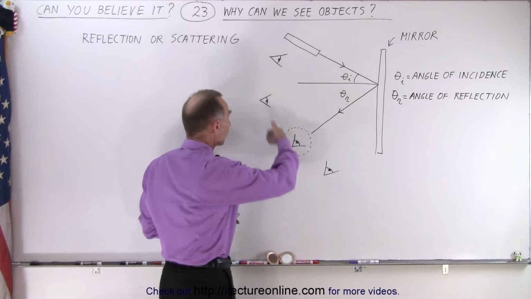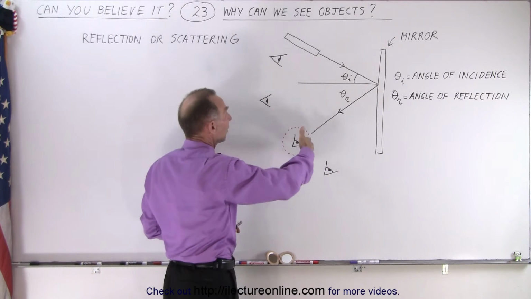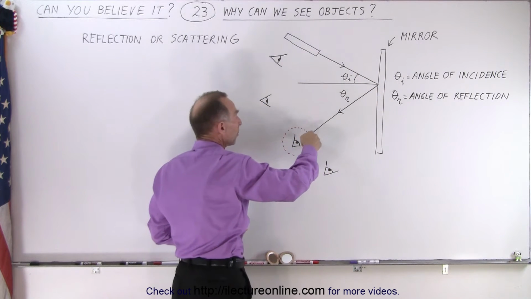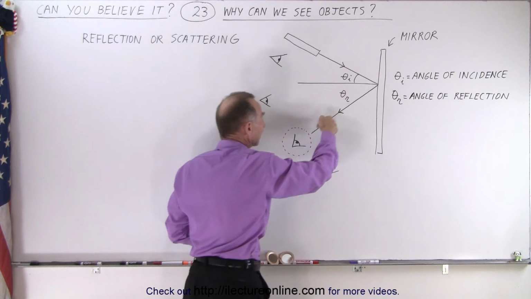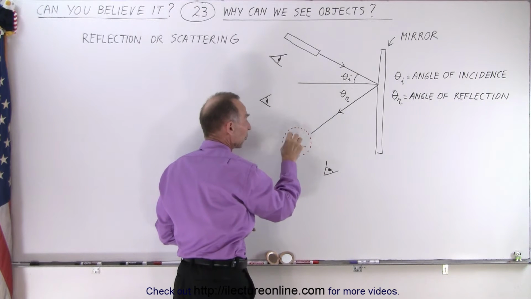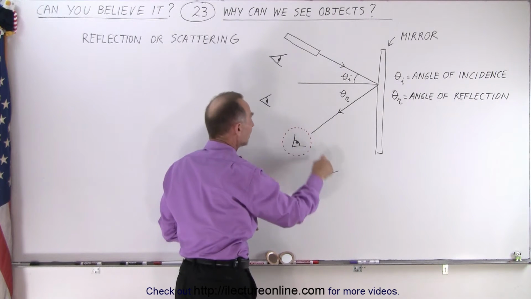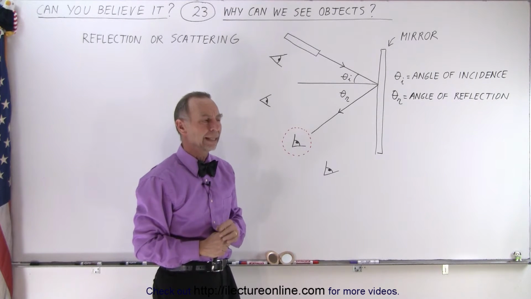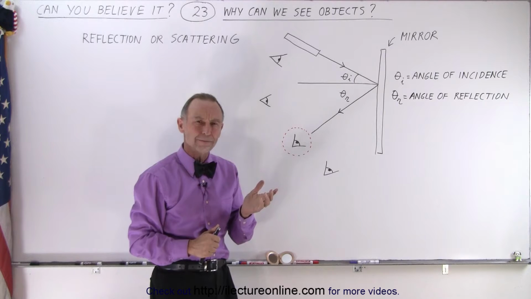So if I have a bunch of observers standing around like this, and we have a mirror, and we have a laser light hitting the mirror, it will only go back in this direction, it will be reflected in this direction, and only this observer will be able to see that light. Neither one of these other observers will be able to see that light. And that is because it's reflected.